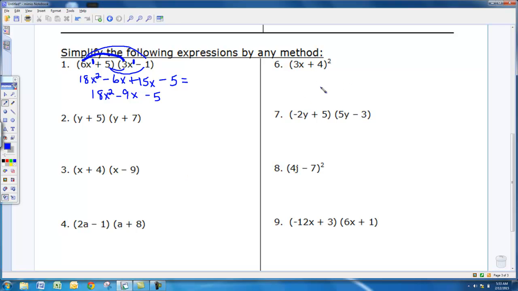All right, let's go over and do a box method example. First, let's look at the problem we're given. 3x plus 4 to the second power. Raising something to the second power or squaring it means to multiply it times itself. So what we're multiplying here is 3x plus 4 times 3x plus 4. So let's put our box out here.